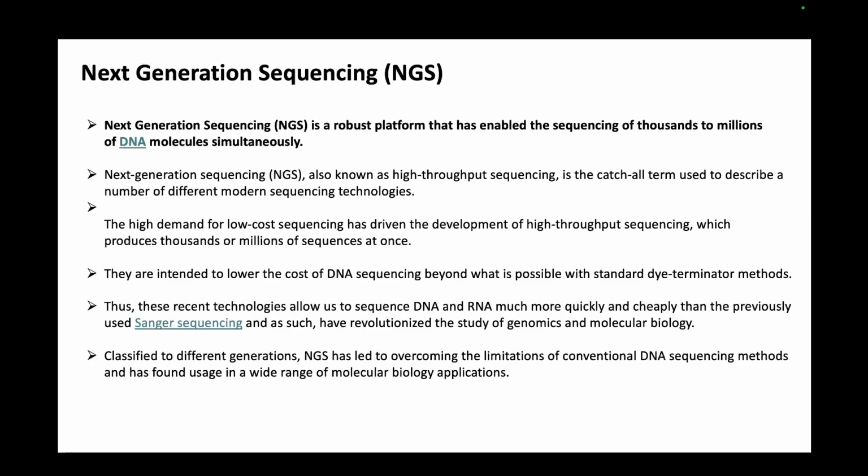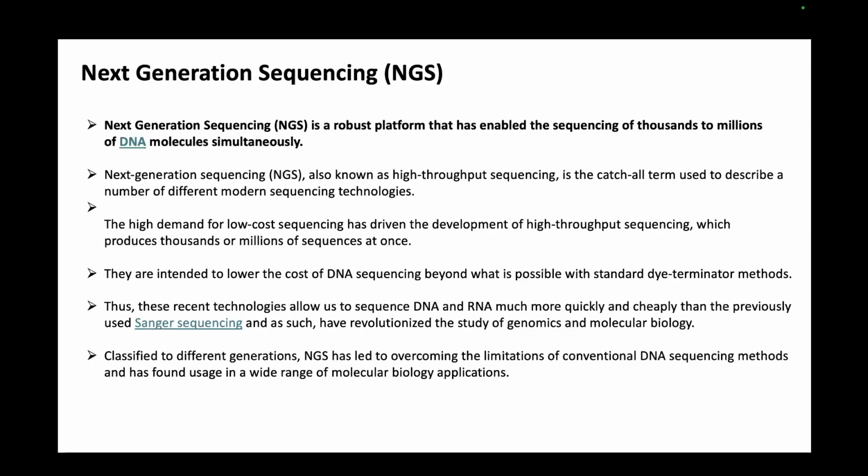So, as I was saying, in the dye terminator method you add ddNTPs or other types of molecules and attach them with different kinds of dyes or fluorescent molecules, and you can check the sequence from there. But NGS is much more reliable and basically lower costing as well compared to the standard dye terminator methods. Thus, recent technologies have allowed us to sequence DNA and RNA more cheaply and more quickly than the previously used Sanger sequencing, and such has revolutionized the study of genomics and molecular biology.